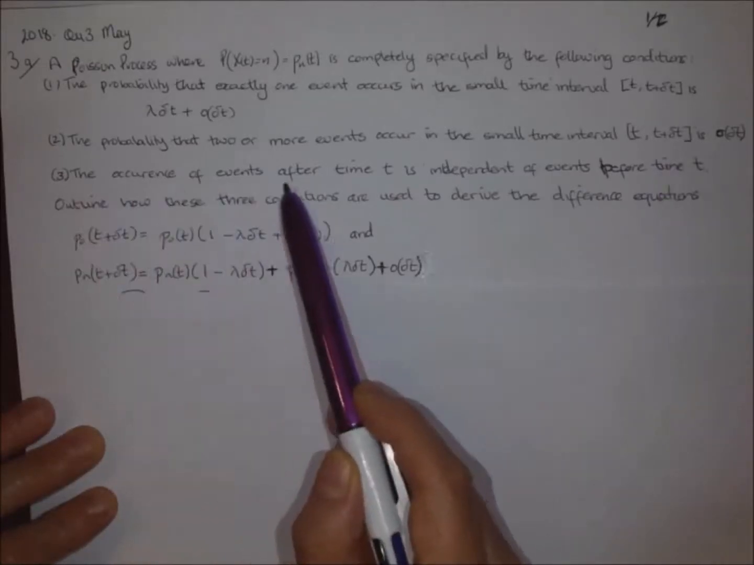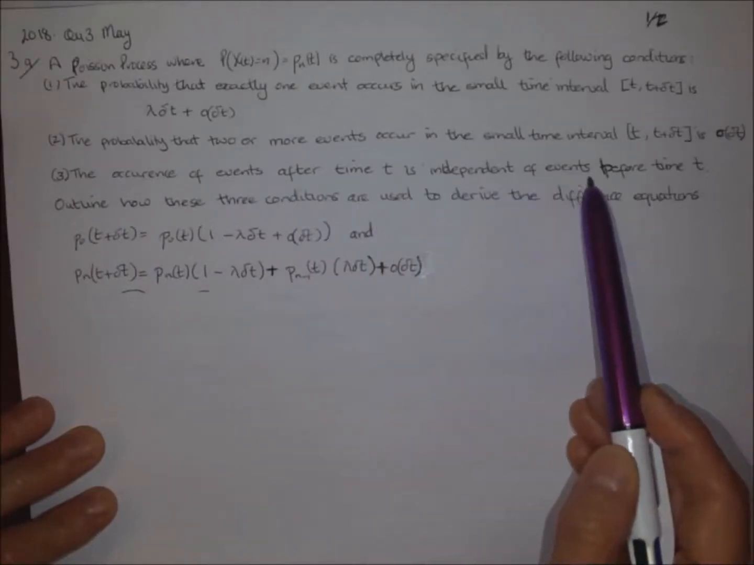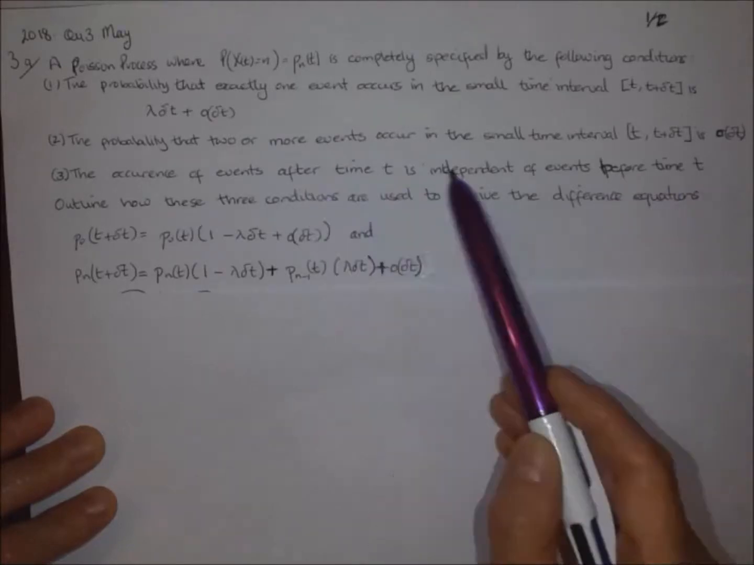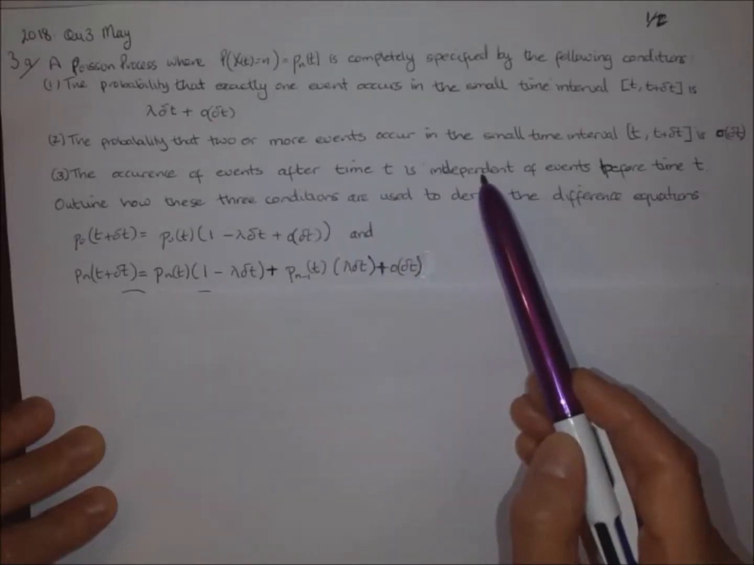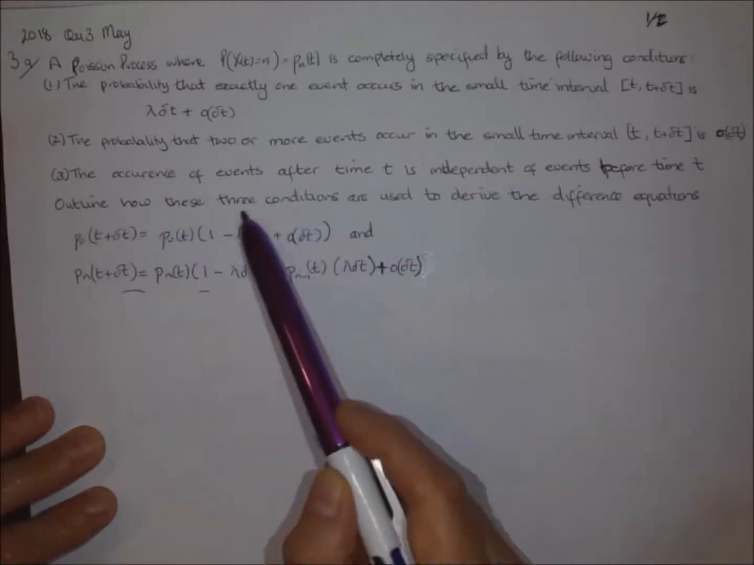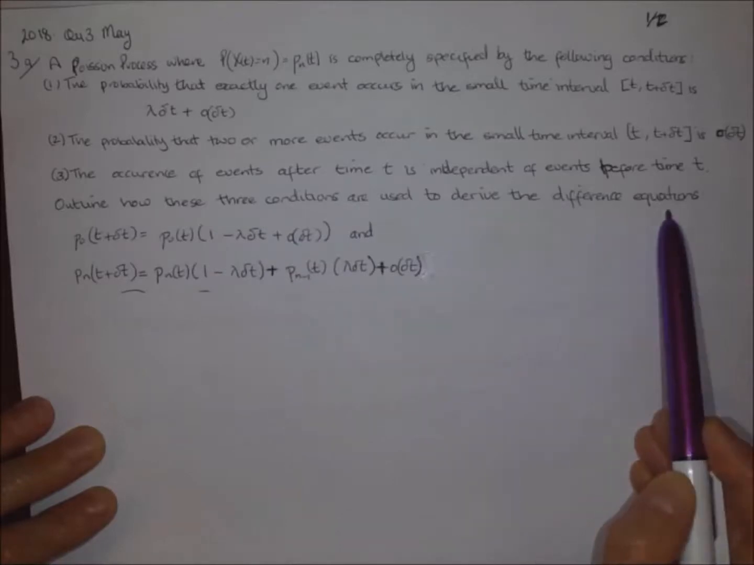3. The occurrence of events after time t is independent of events before time t. This is also called the memoryless property. And basically, if we have two separate probabilities, then we can multiply them because they are independent. Okay, outline how these three conditions are used to derive the difference equations.